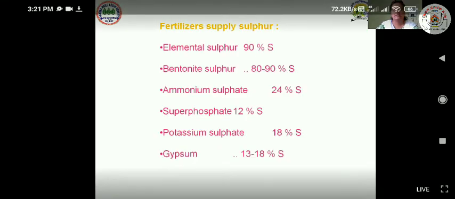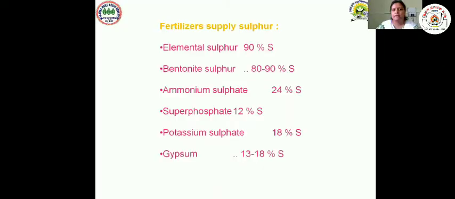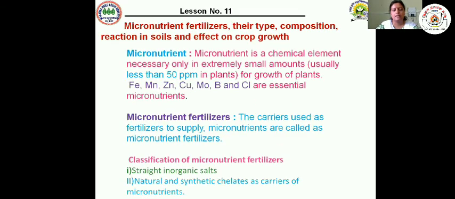Which are the fertilizers supplying sulfur? Elemental sulfur gives 90% sulfur. Then bentonite sulfur gives 80 to 90% sulfur. Then ammonium sulfate gives 24% sulfur. Then superphosphate gives 12% sulfur. Then potassium sulfate gives 18% sulfur. Then gypsum, 13 to 18% sulfur. This is about the secondary nutrient fertilizers and their introduction.